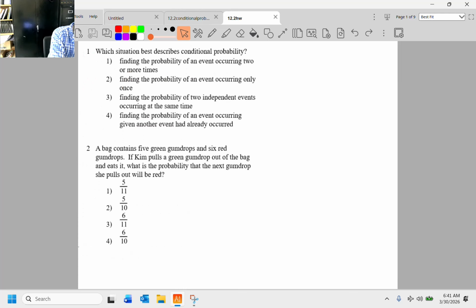All right, the 12-2 homework. Number one, which situation describes conditional probability? That means that our events influence each other. One event happens given the other event has already occurred.